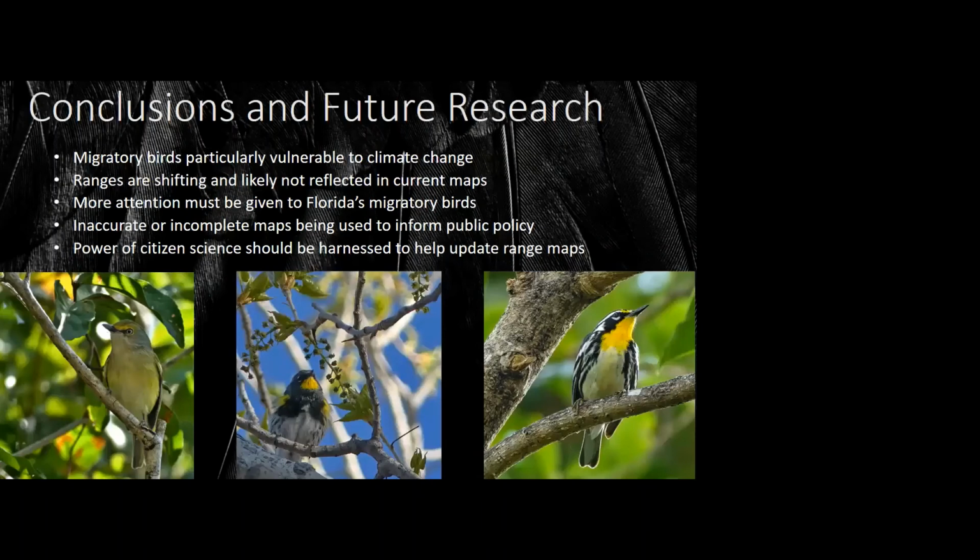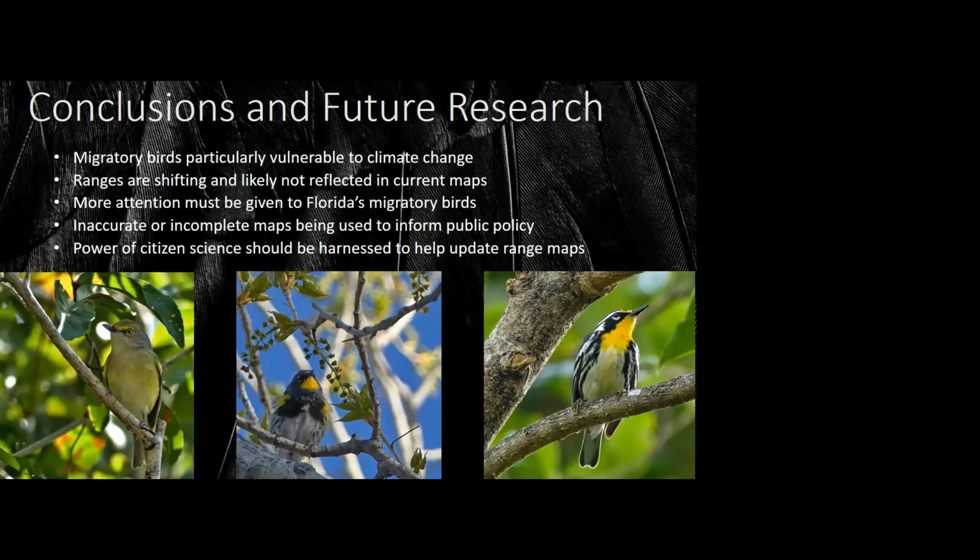So, in conclusion, if there's one thing I'd like everyone to take away from this conversation, it's that migratory birds are an important indicator species. They're going to be telling us what is happening in our own backyard with these broader issues related to climate change, because they're particularly vulnerable to these changes, and they're particularly vulnerable to those changes here in Florida and in their prime overwintering habitats in coastal regions in the tropics and subtropics. The ranges are indeed shifting, and it is likely not reflected in the current maps.